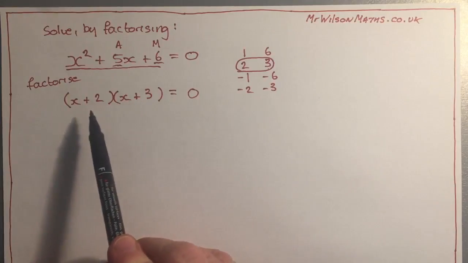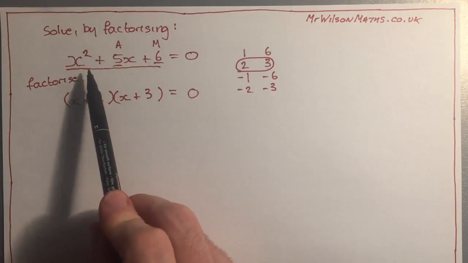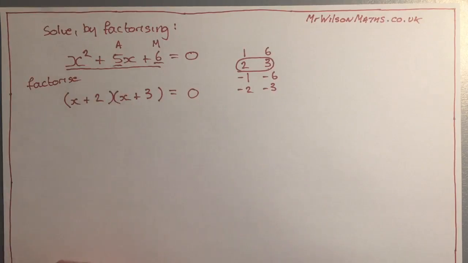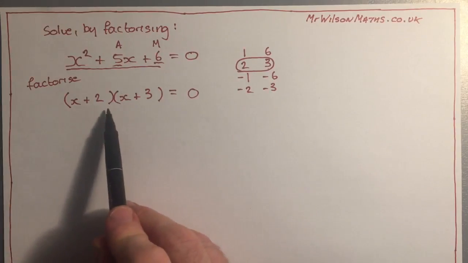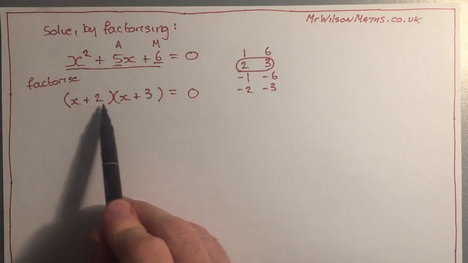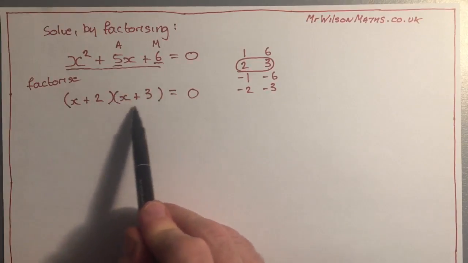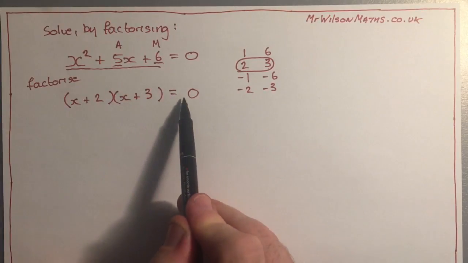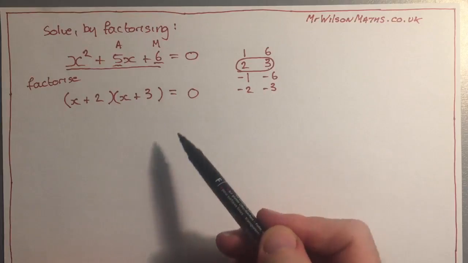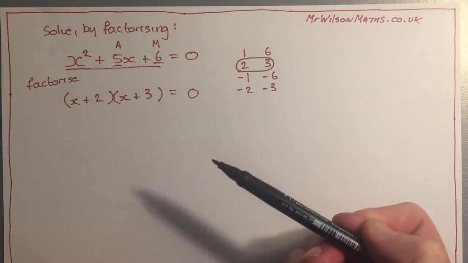Now, if you needed to convince yourself that when I multiply these together I do in fact get x squared plus 5x plus 6, then watch one of my videos on expanding double brackets. Okay, but now we're at this stage, we just have to apply a bit of logic. If I've got a bit of algebra, which is a number I don't know, multiplied by another bit of algebra, and that equals 0, then one of them must be 0, or both of them are 0.